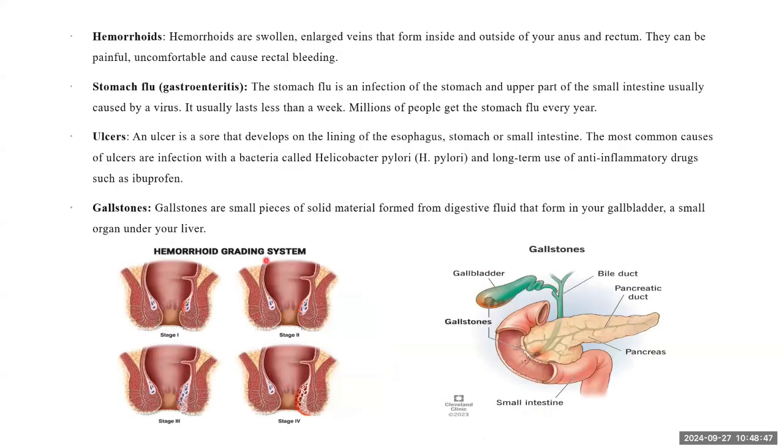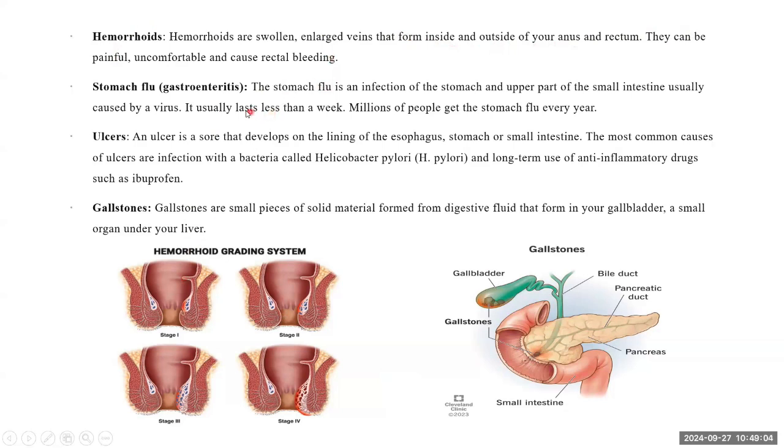Next, there are different other diseases as well. Hemorrhoids. Hemorrhoids are basically small swellings in the anal area. They are enlarged veins that form inside and outside of your anus and rectum. They can be painful, uncomfortable, and cause rectal bleeding.